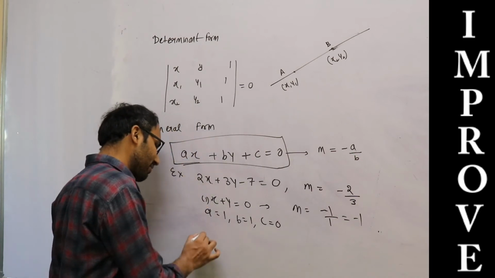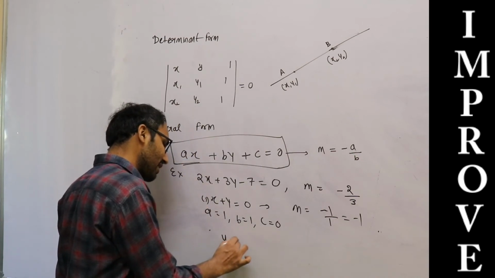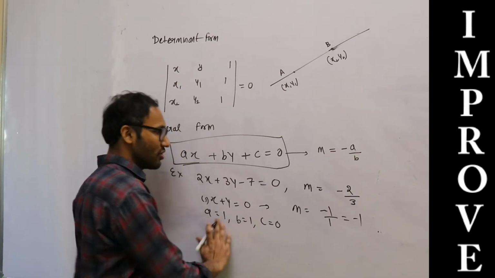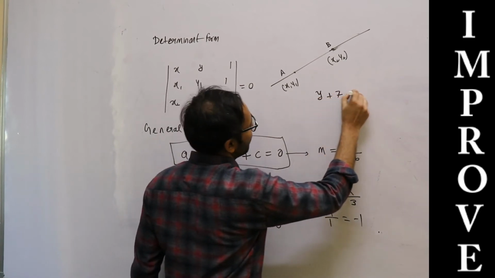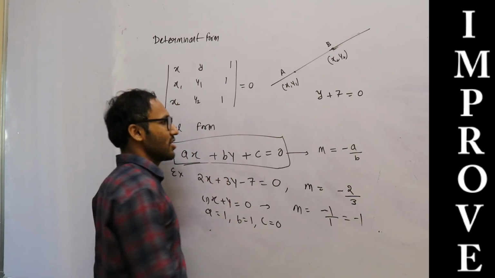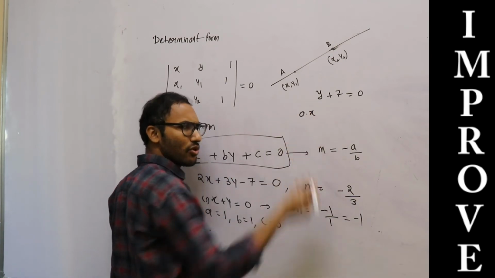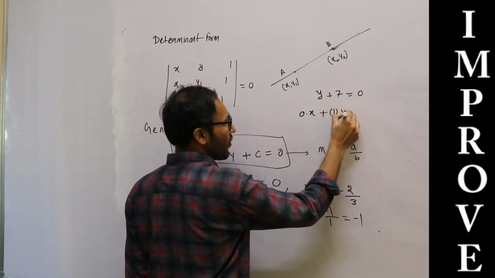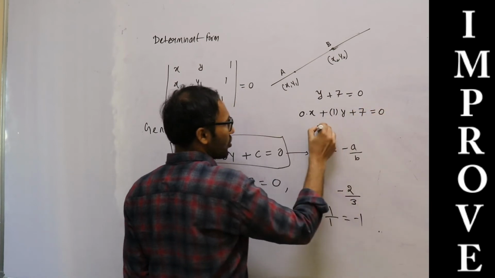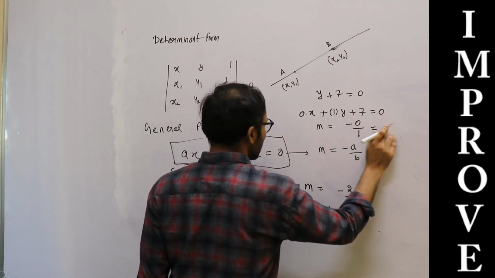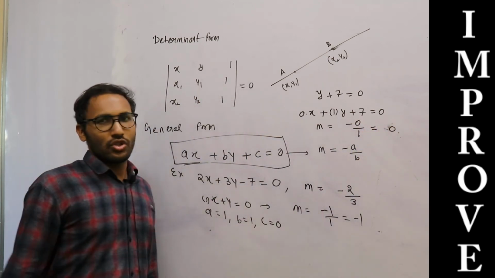Let's do another example. y plus 7 is equal to 0. What is the slope? You can rewrite this equation in terms of the general equation. x is not here, so we can rewrite it as 0 into x plus 1 into y plus 7 is equal to 0. The slope will be minus a, that is 0, upon b, 1. My answer will be 0. So we finished the equation of a line.